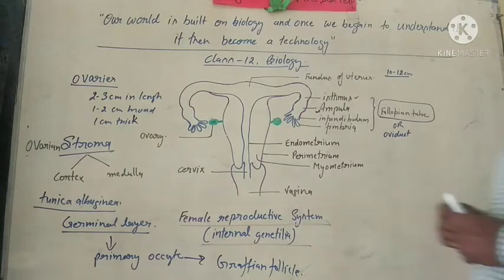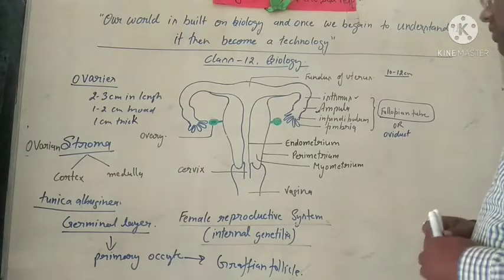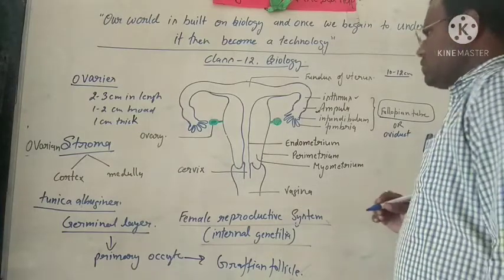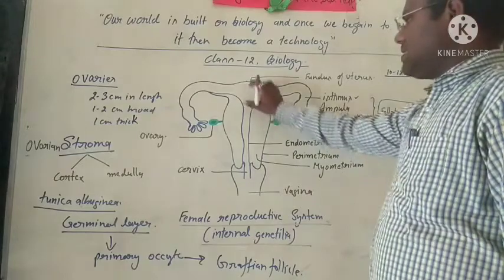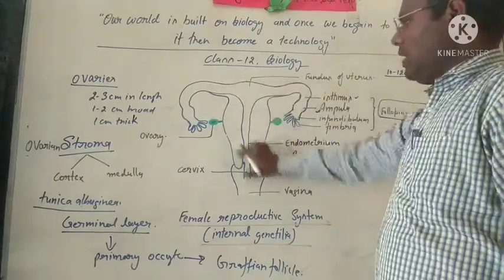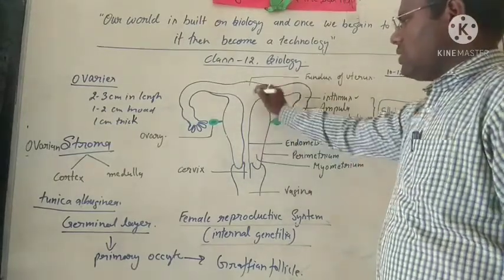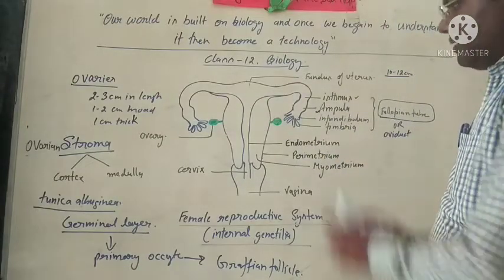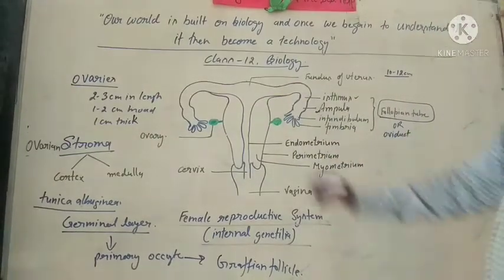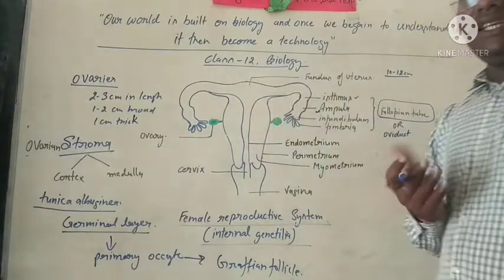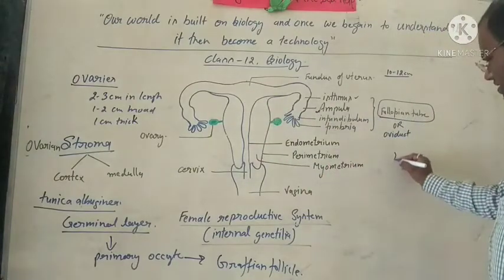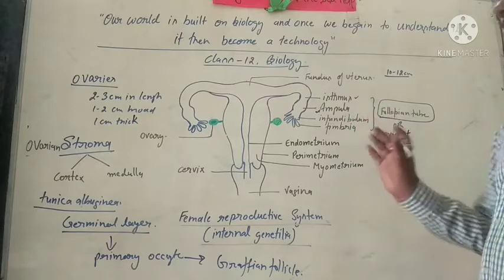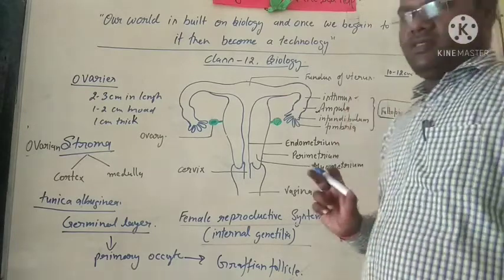Now we discuss the next part of the female reproductive system, which is the uterus. The uterus is a pear-shaped structure. Pear means naspati. So the uterus is an inverted pear-shaped structure.